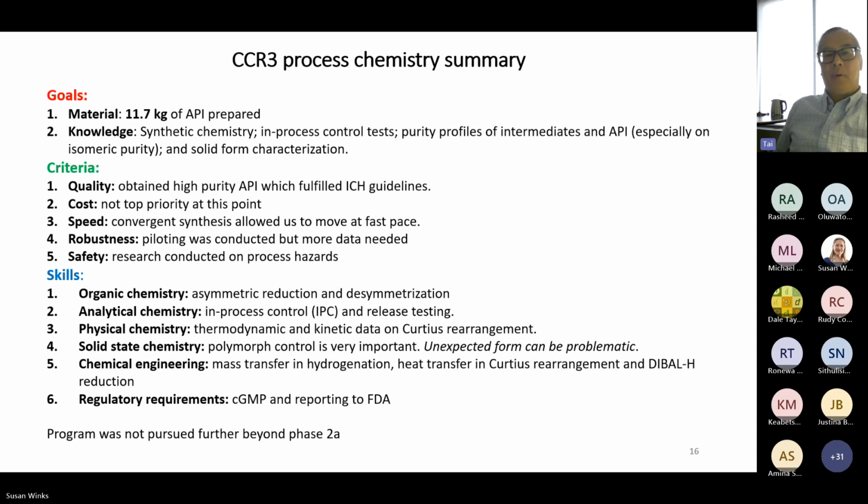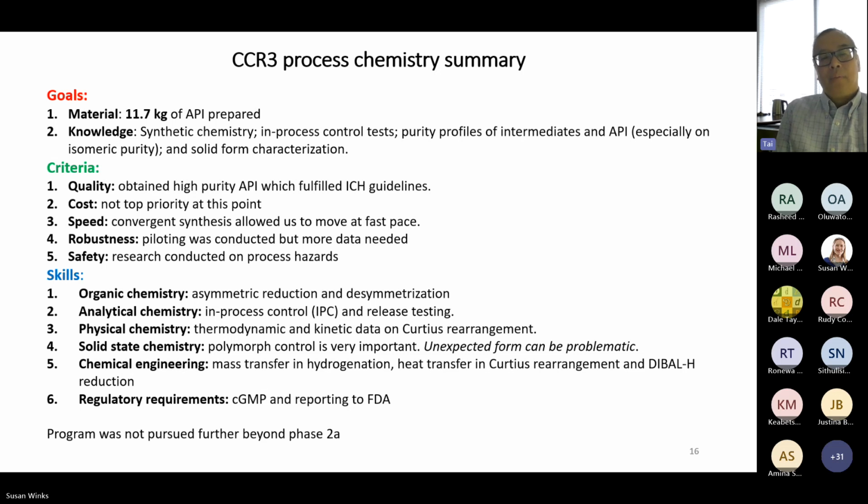As you could see, I used pretty much all the expensive catalyst and reagent available. Robustness, we haven't really tested, but safety, we did quite a lot of work. So, as a student in organic chemistry, as a student in process chemistry, through this campaign, I learned a lot of organic chemistry, asymmetric reduction, desymmetrization reaction to set up absolute and relative stereochemistry, a lot of analytical method development to enable in-process control, physical chemistry, as you can see, the thermodynamic and the kinetic studies on the Curtius rearrangement is very important to make it safe on scale up, solid state chemistry, engineering, and of course, while we're doing all this, our work is under cGMP, and all the campaign and changes in chemistry and equipment and everything are documented and reported to the agency.